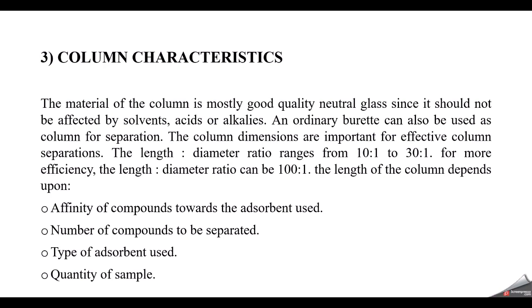The column dimensions are very important for effective column separation. The length to diameter ratio ranges from 10 to 1 to 30 to 1. For more efficiency, the length to diameter ratio can be 100 to 1. The length of the column depends upon affinity of compounds towards the adsorbent used, number of components to be separated, type of adsorbent used, and quantity of sample.